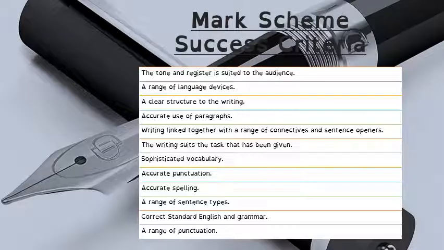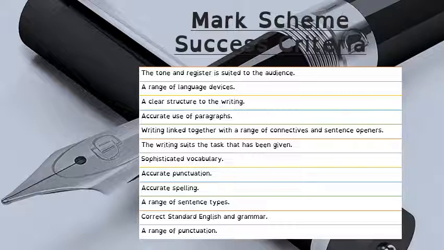You also know that this is the full range of success criteria for the task. Now, we're not going to focus on all of this today. We're going to focus only on the mark out of 24, which is basically the top 7 pieces of success criteria on this list. So the only things we'll be focusing on today are the tone and register, the language devices, a clear structure to the writing, use of paragraphs, linking the writing together, suiting the task, and sophisticated vocabulary.